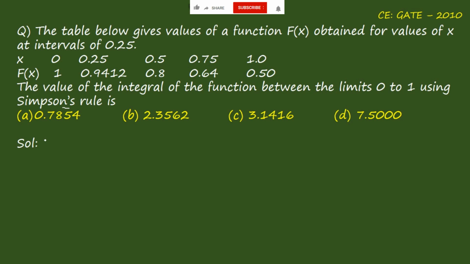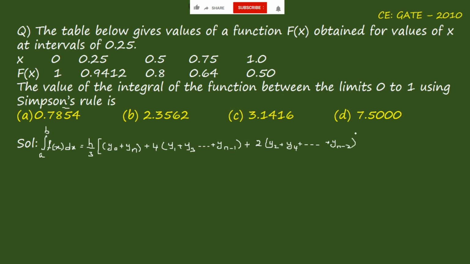The general formula of the Simpson rule is given as integral from a to b f of x dx is equal to h by 3 into y naught plus y of n plus 4 times of y1 plus y3 so on to y of n minus 1 plus 2 times of y2 plus y4 plus so on to y of n minus 2. This is the general formula of the Simpson rule. Now we will be finding the values of it.